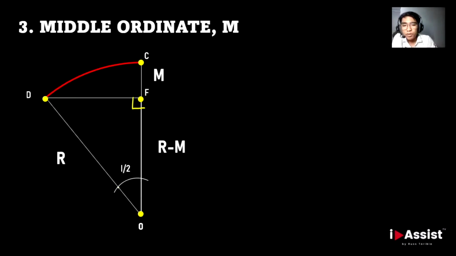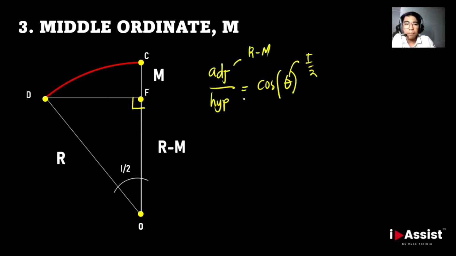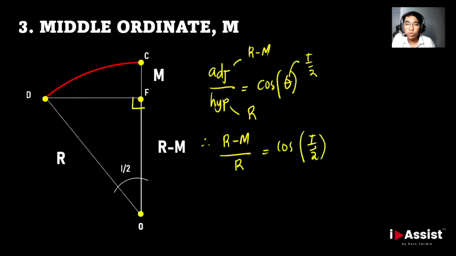Yan. So, with respect to this angle I over 2, what is R minus M? That is the adjacent side. And your R is still opposite the 90 degrees, therefore it is your hypotenuse. Therefore, this is cosine of the angle, which is I over 2. The adjacent side is R minus M, and the hypotenuse is your R. Okay? Substituting to this, therefore, that will be R minus M all over R is equal to the cosine of I over 2.